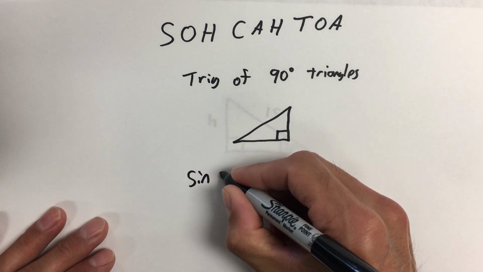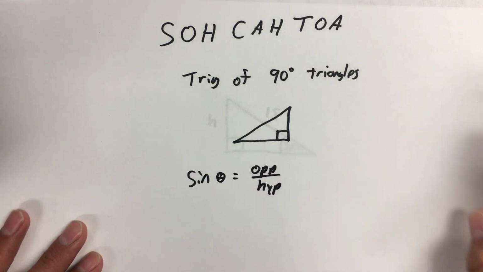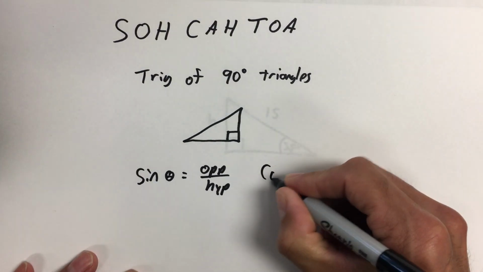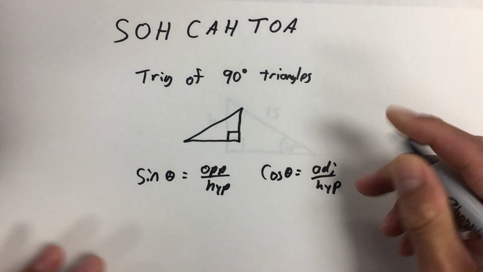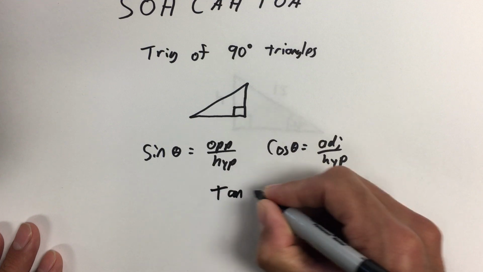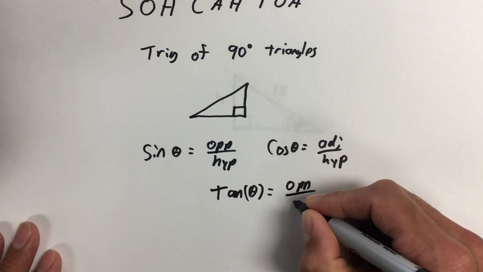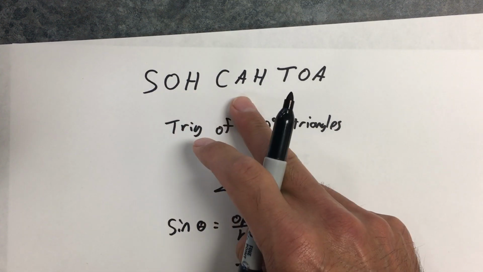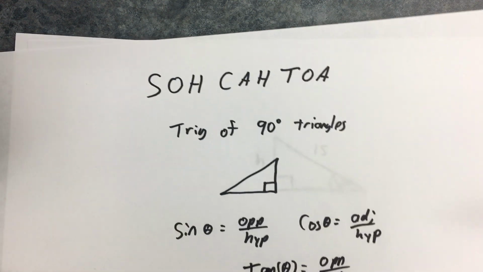The sine of the angle is opposite over hypotenuse. Cosine of the angle is adjacent over the hypotenuse. And the tan of the angle is opposite over adjacent. So the sine is opposite over hypotenuse, cosine is adjacent over hypotenuse, and tan is opposite over adjacent.